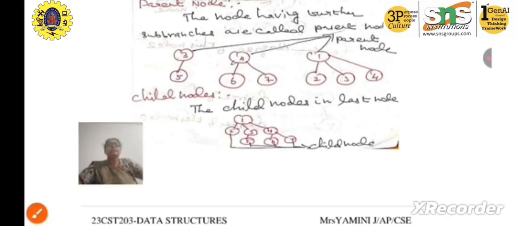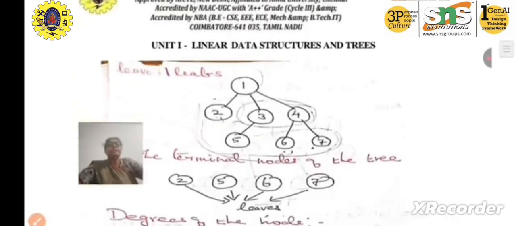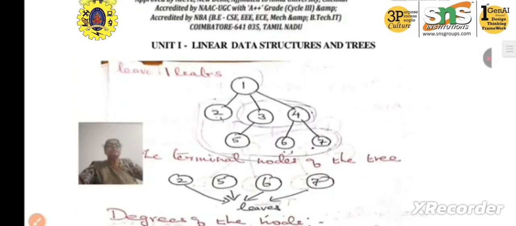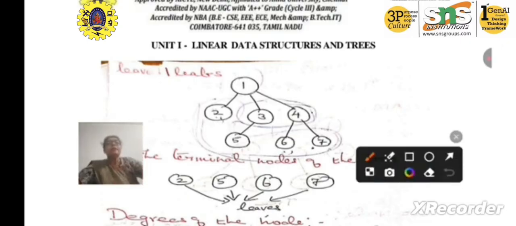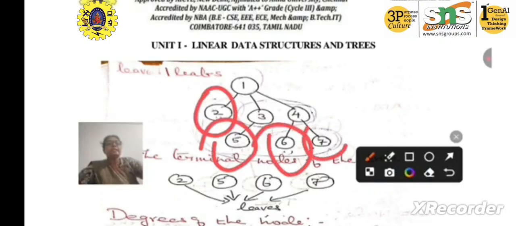The next one is a leaf node. A leaf node is an external node. It is a terminal node of the tree, a node with no children. For example, 2, 5, 6 and 7. These nodes are leaf nodes.